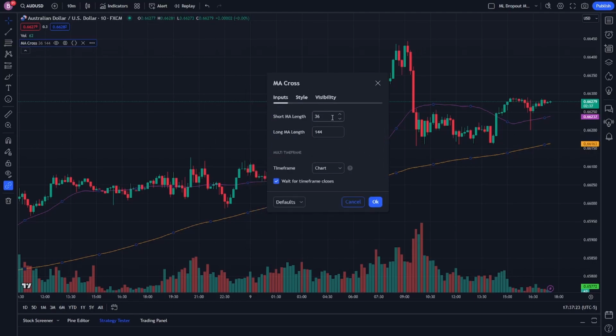In the MA cross, we have a short moving average length of 36. We have a long moving average length of 144. I'm using 10-minute candlesticks, which means the short moving average is going to be 360 minutes or 6 hours. And then the long moving average is going to be 1,440 minutes or 24 hours.